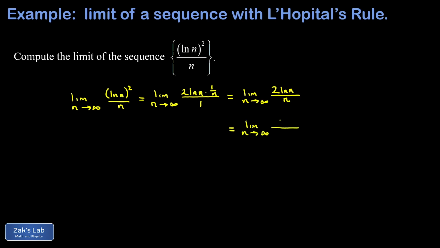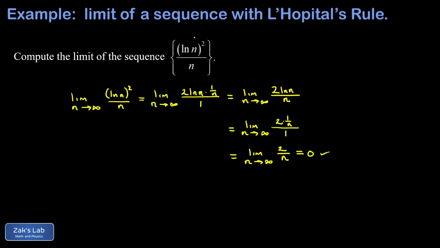So we differentiate the numerator and we get 2 times 1 over n, and differentiate the denominator and we get a 1. All right, we clean this up to write it as 2 over n. So we're taking the limit as n goes to infinity of 2 over n, which unambiguously goes to 0. And the limit of our sequence is 0.